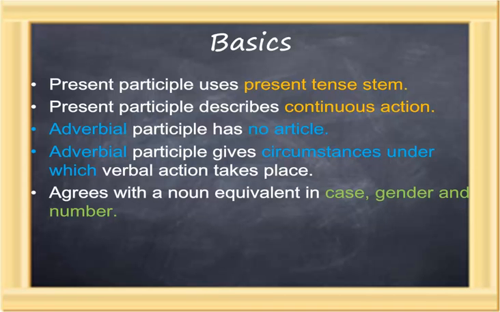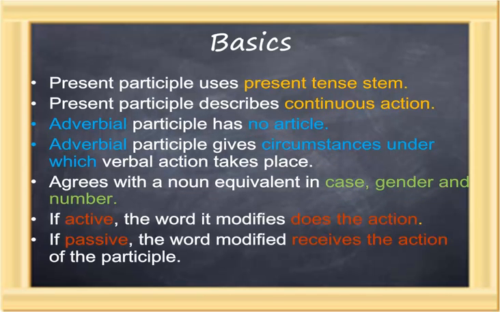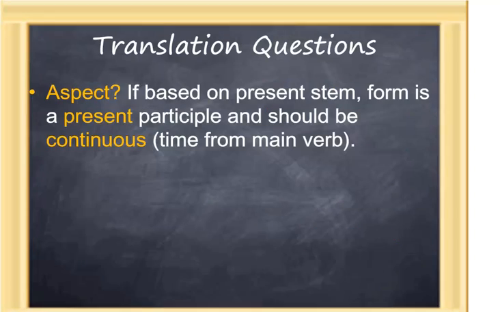These participles will agree with a noun equivalent in case, gender, and number, giving the subject of the participial action. If the participle is active in form with a nu tau, the word it modifies does the action. If the participle is passive, using the participle morpheme mene or meno, the word modified receives the action. The action is done to the modified word. That is, the participial action.